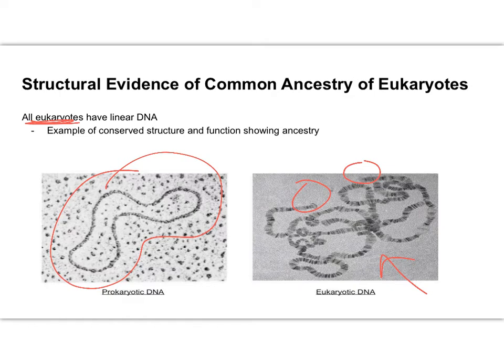So again, this would be an example of a conserved structure. The way it was built, there wasn't really a better way to build it. So the way it was built has been retained, as well as its function. So again, that shows links to common ancestry.